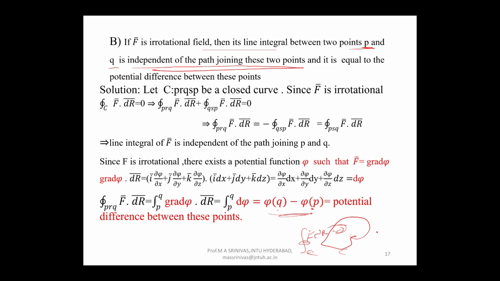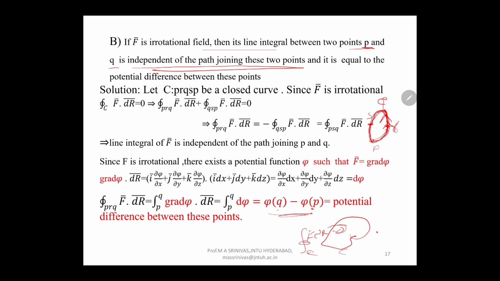So this is similar to the fifth example which I have proved previously. Let's see PRQSP. This is P, one point. This is Q, another point. So I have taken the closed curve PRQSP. This is another point R. So this is one curve and this is another curve. So PRQ and QSP together form a closed curve. This is the closed curve.